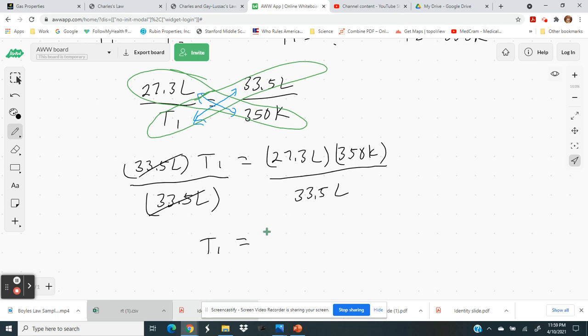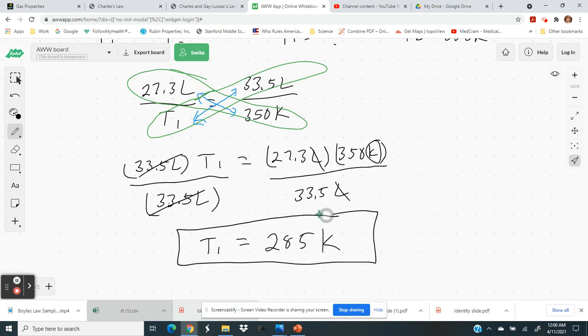Now I get T1 on the left by itself, equal to, let me get my calculator out, 27.3 times 350 divided by 33.5, and I get 285.2, but I'll just round to 285. That should be Kelvin, right? Because liters cancel with liters, leaving me with just Kelvin temperature. T1 is going to be 285 Kelvin.